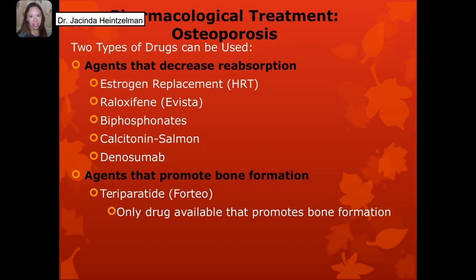What exactly can we do to treat osteoporosis? Well, we do have some pharmacological treatments, 2 different types of drugs. The first agents are going to decrease reabsorption of those bony fragments, so they're going to keep the bone nice and thick and healthy. The drugs under that would be estrogen replacement therapy or hormone replacement therapy. That's what the HRT stands for. We have Evista, bisphosphonates, calcitonin, and denosumab.